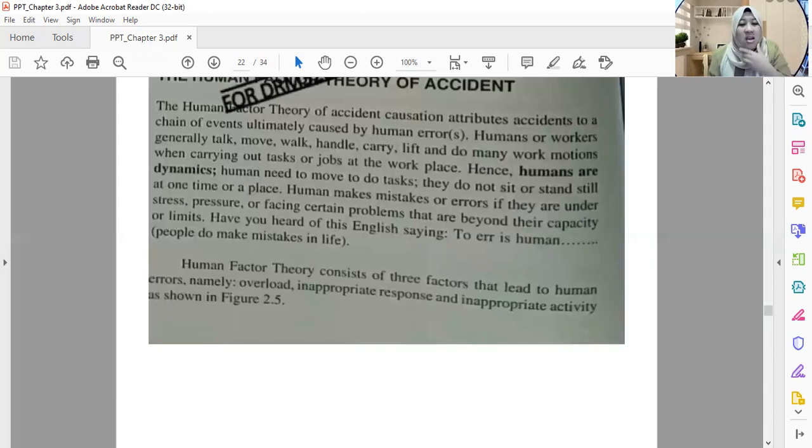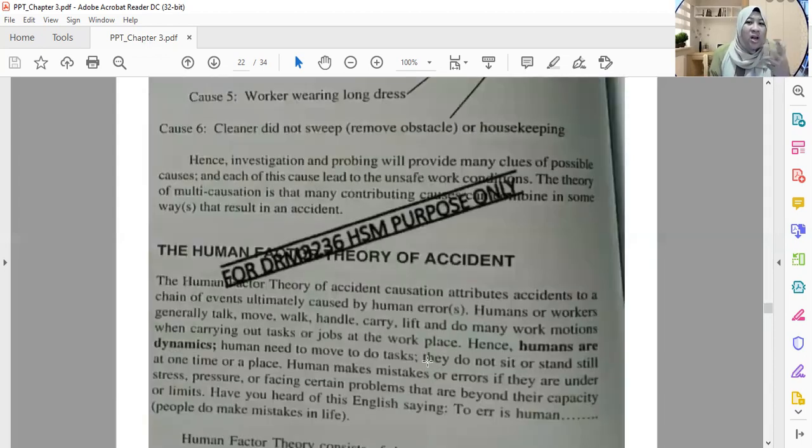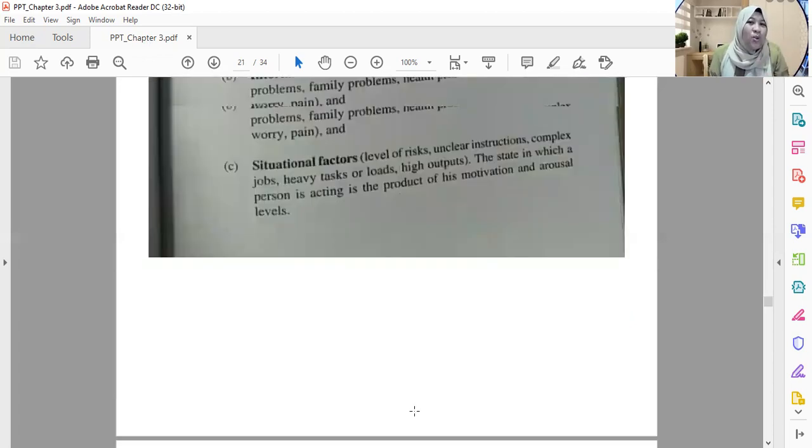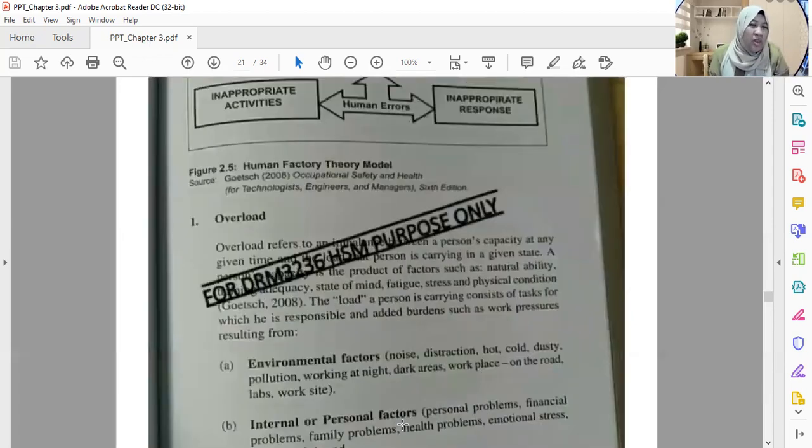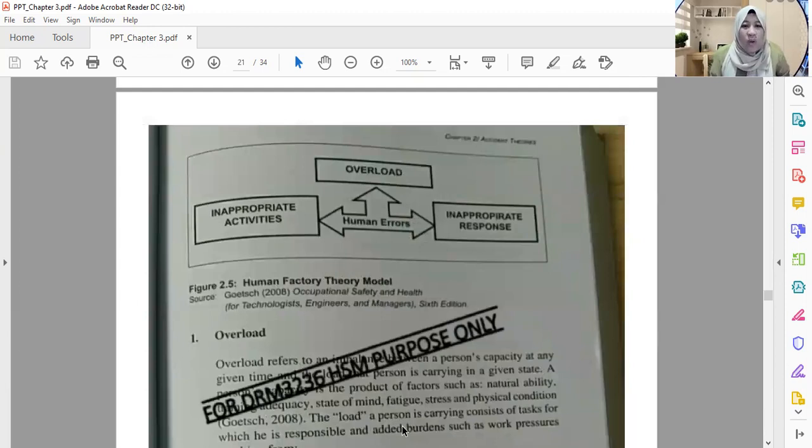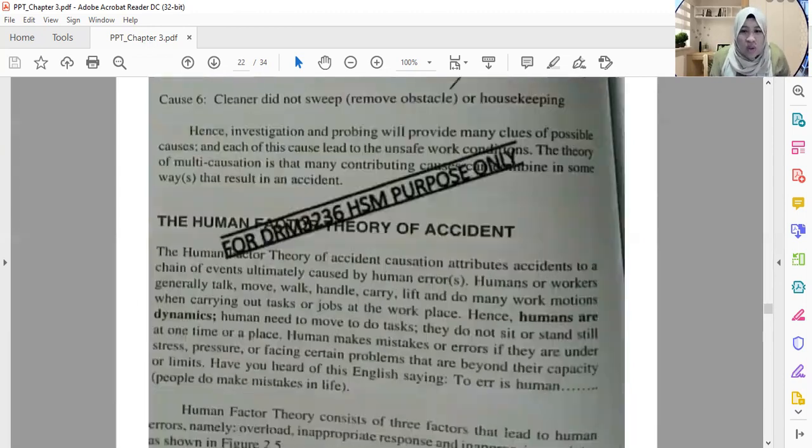So they say in here, human factor theory consists of the three factors that we have previously mentioned just now. We have inappropriate response, inappropriate activities, and also the overload. Okay, just now we touched on the overload.